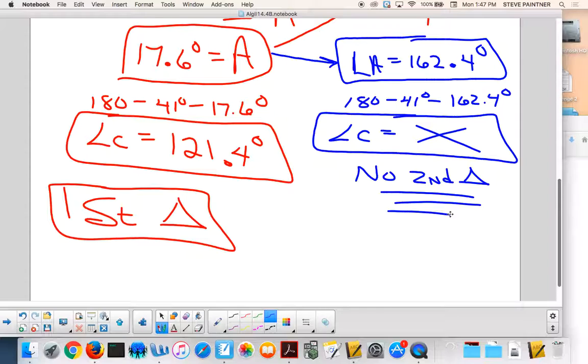So you're supposed to assume there are 2, but there's a chance there's only 1. And there's also a chance there are none. Somebody asked me, when is it going to be none? When one side's too small, it doesn't equal 180. Do you remember why you're able to get these answers? Because you're taking inverse sine of something to get 17.6, right?